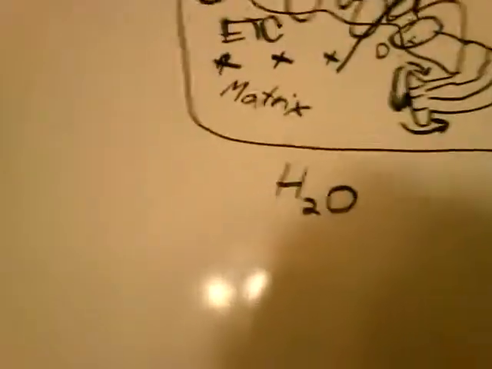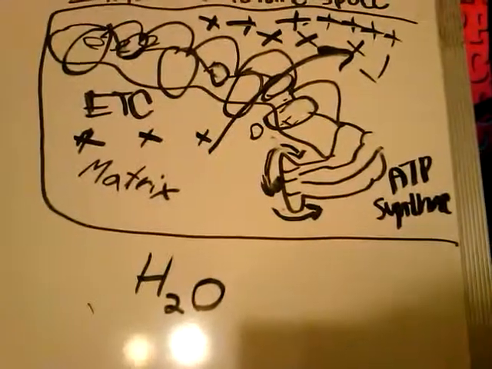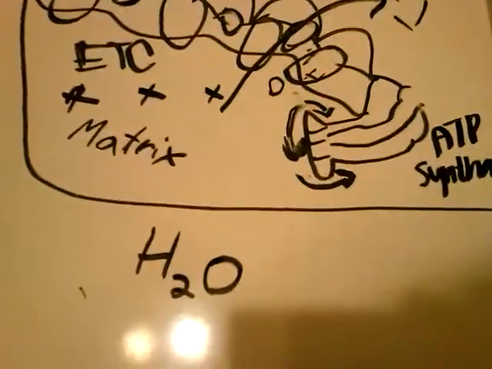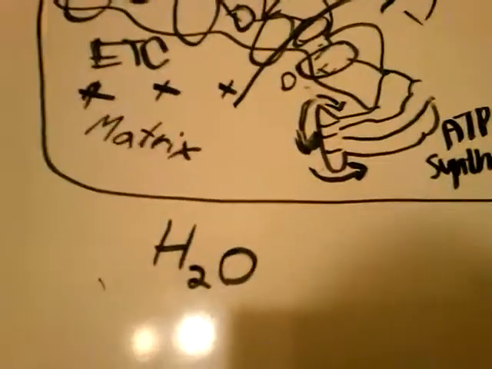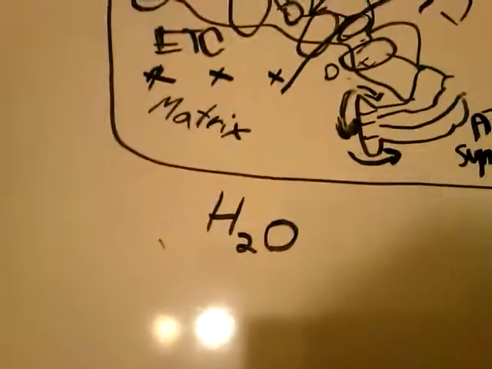Oxygen has to have 2 helpers. So it's called oxidative phosphorylation because oxygen is the final electron acceptor, and it receives 2 electrons and binds with 2 hydrogen ions to form water. Because we all love water, especially me. She'd kill for water now.